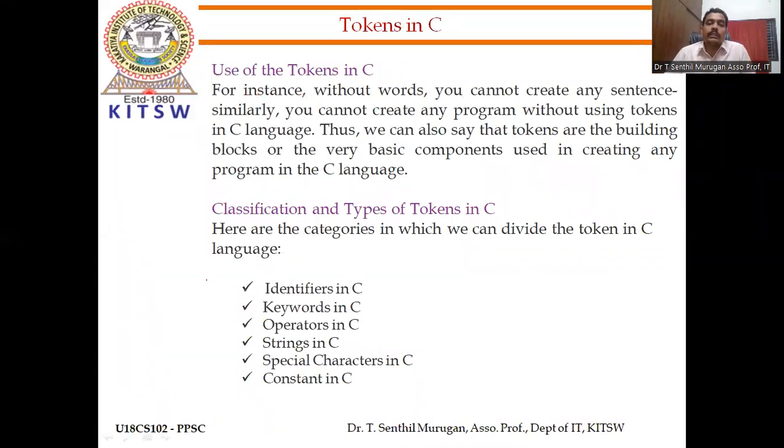So now we are going to discuss tokens in the C language. What are tokens? Tokens means whatever we use in the C language, like some characters, some keywords, some operators, those are considered as a token. The tokens are divided into different categories: identifiers, keywords, operators, strings, special characters, constants. So these are the tokens of the C language. Okay.